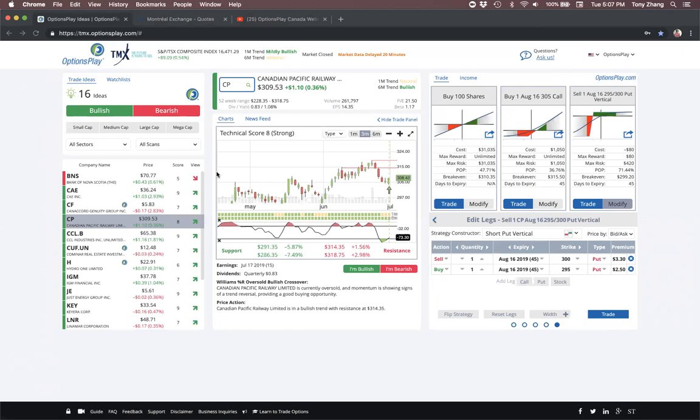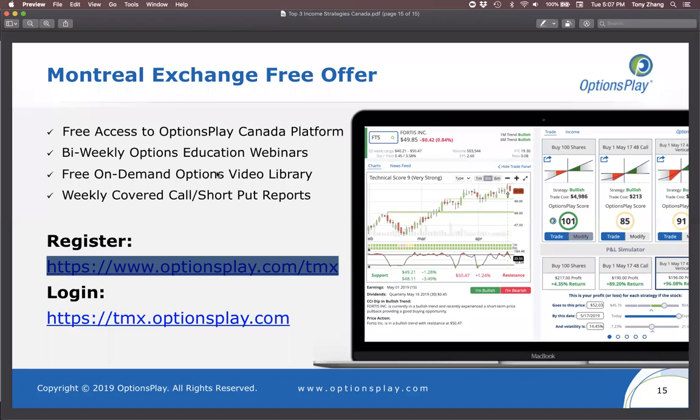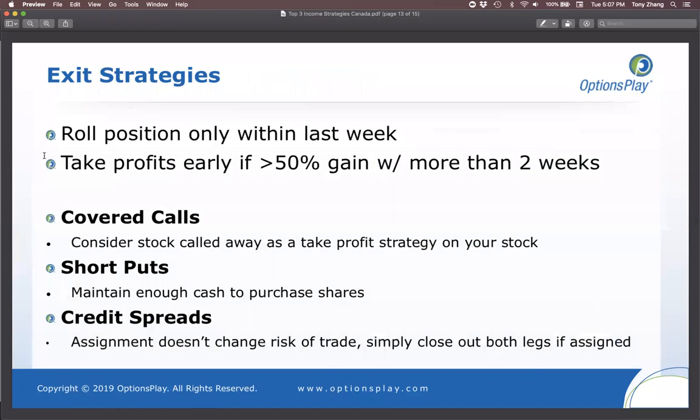Ed is saying, why take profits with more than 2 weeks? So Ed is referring to the slide that I had here. Take profits early if you've made more than 50% of your gains with more than 2 weeks left. The reason we say that is because you're effectively ahead of the trade, right? Meaning if you only have, let's say, 30% left to go and you still have to wait more than half the amount of time to gain that 30%, it's not worth it.